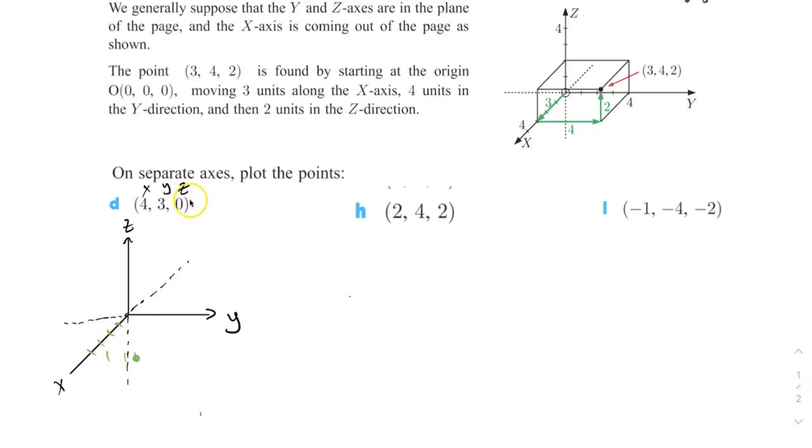From here, we would go up. In this case, we have a 0, so we can get to that spot right there. That spot right there is about (4, 3, 0). Now, that's just an approximation, but that's the idea. You went 4 in your X, and then from that spot, you went 3 in your Y. So that's one way to do it.